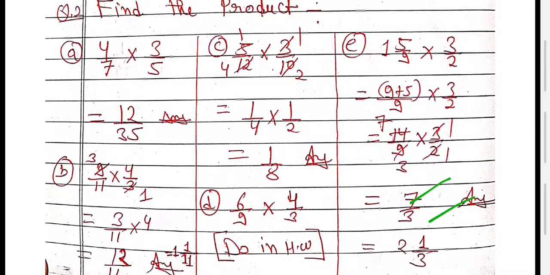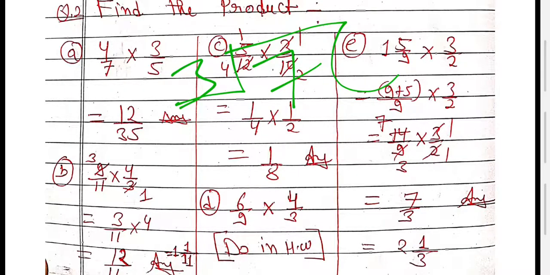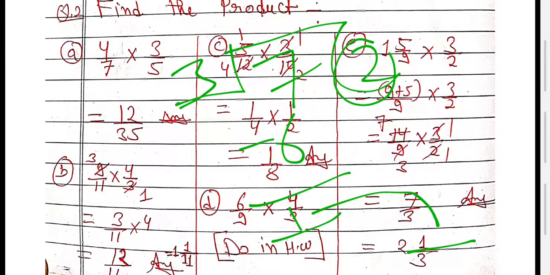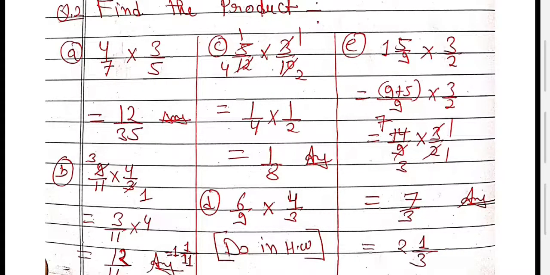What directly will you get? 7 upon 3. Now just convert this into a mixed fraction. 3 twos are 6. What do you get here? 1. Then what will you get? The remainder right upside and the quotient right in front of it. It means 2 and 1 upon 3 is your answer in mixed fraction.